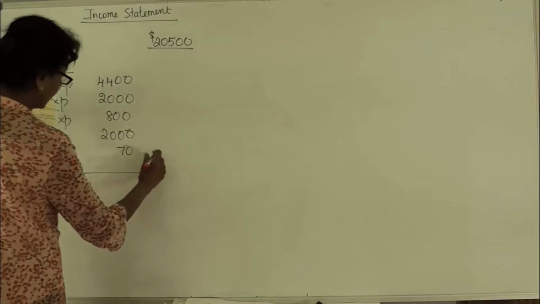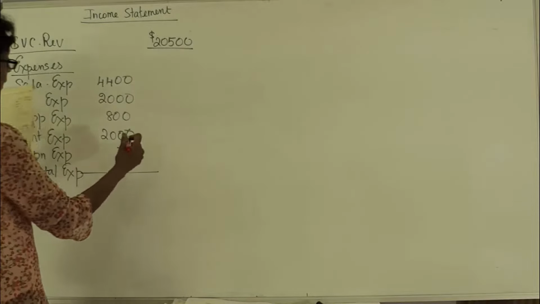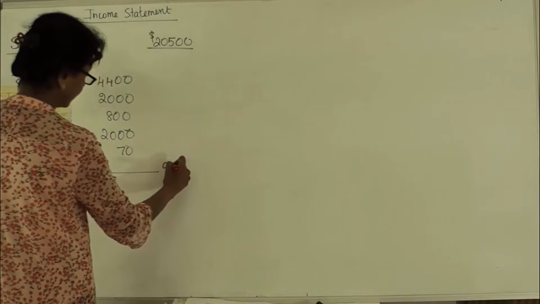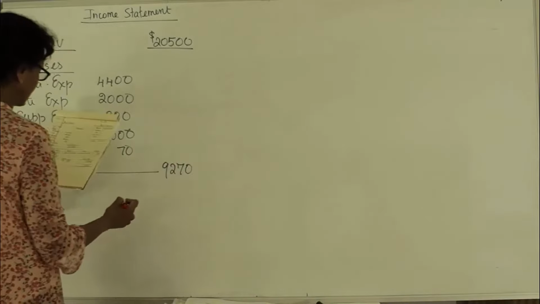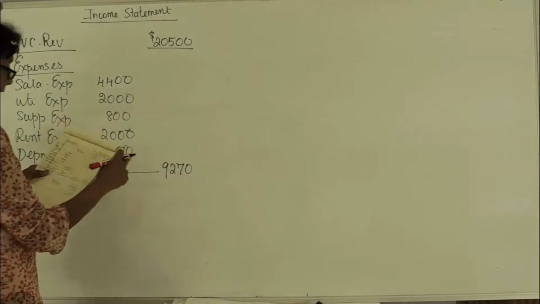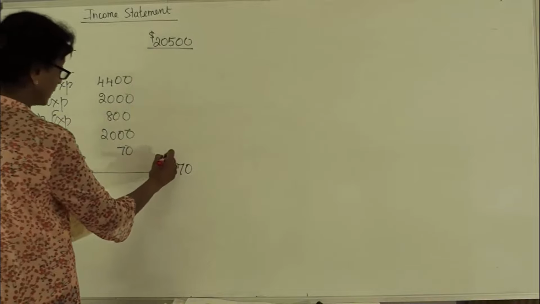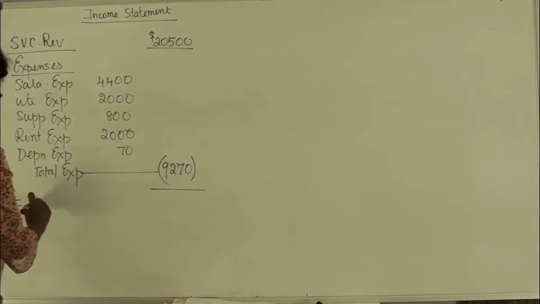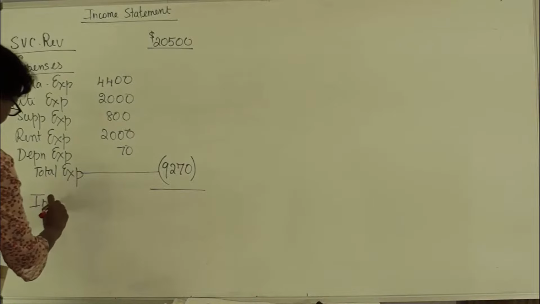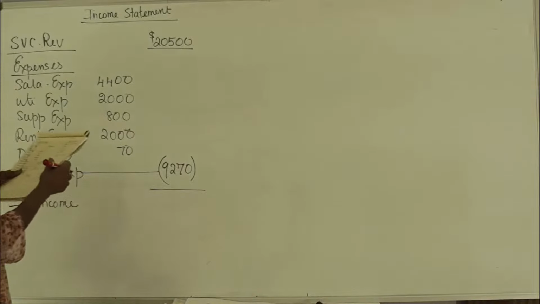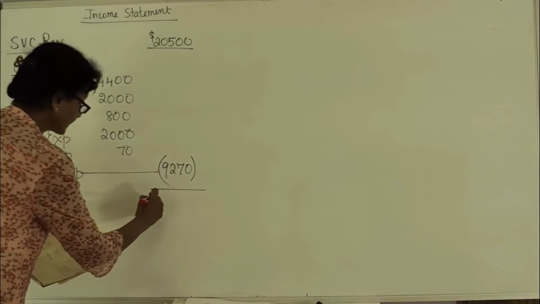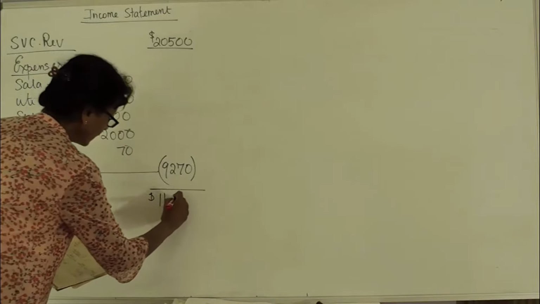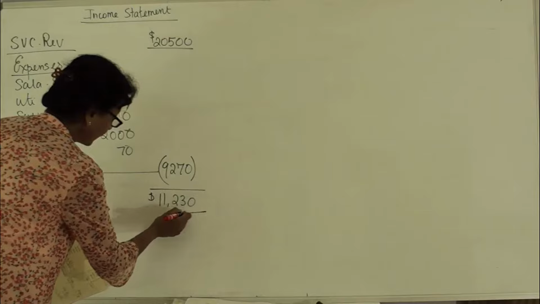expenses, add up all these numbers, you have 9,270. You subtract this number from the total revenue, that gives you your income. Your income for the month of June is 11,230.